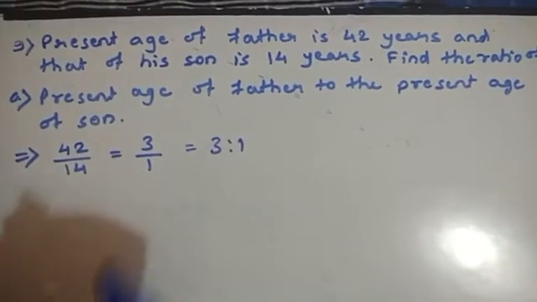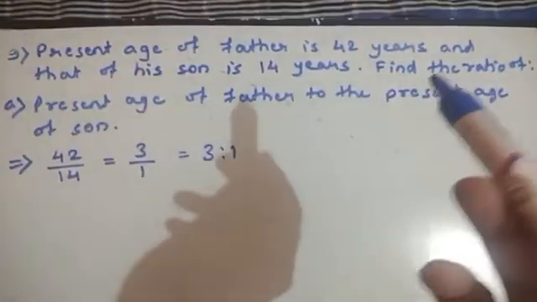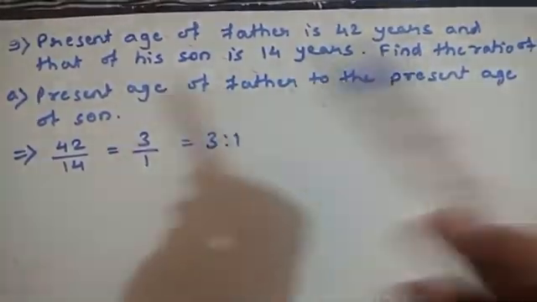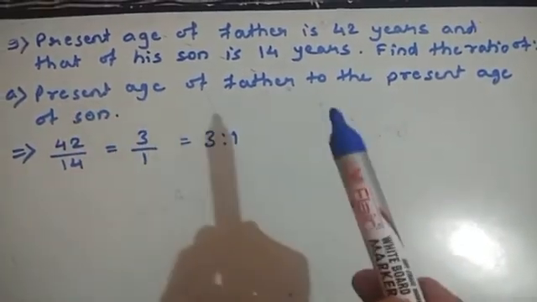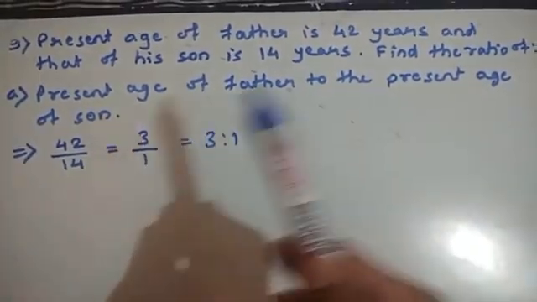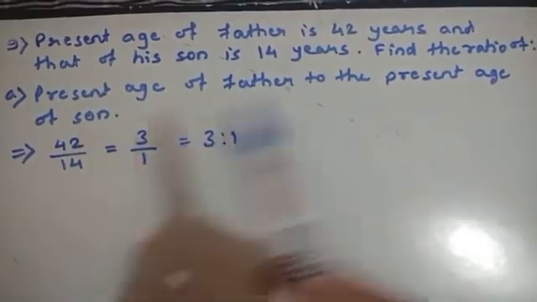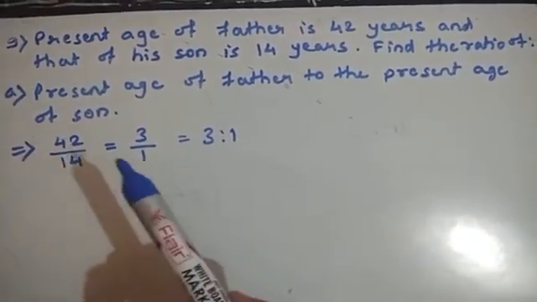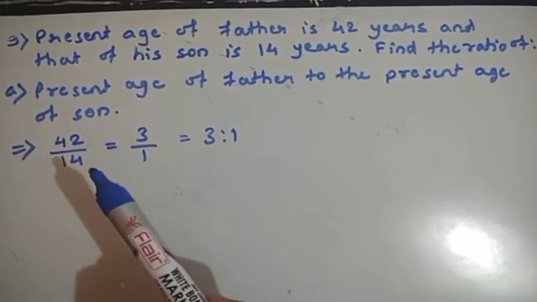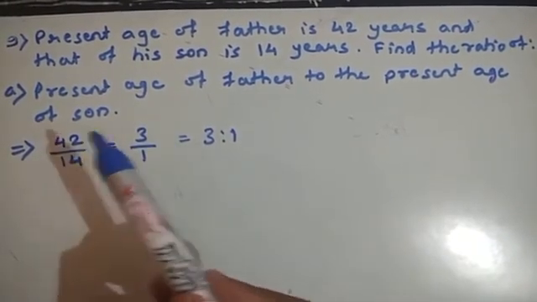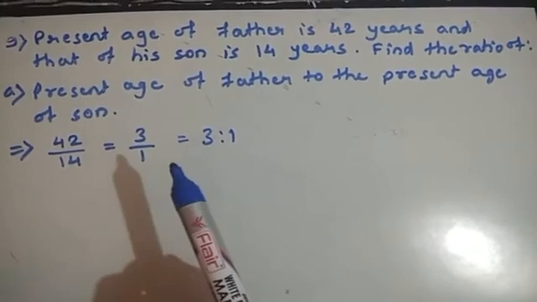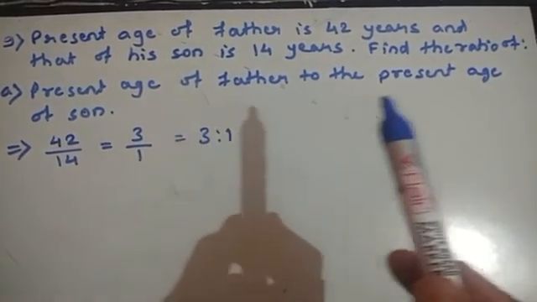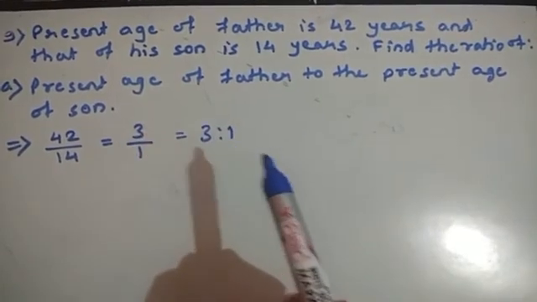Next question is, present age of father is 42 years and that of his son is 14 years. Find the ratio of present age of father to the present age of son. We know that present age of father is 42 years and present age of son is 14 years. Therefore 42 upon 14, both numbers are divisible by 14. So 14 ones are 14 and 14 threes are 42. Therefore 3 upon 1 is the answer, that is 3:1. Therefore the ratio of present age of father to the present age of son is 3:1.